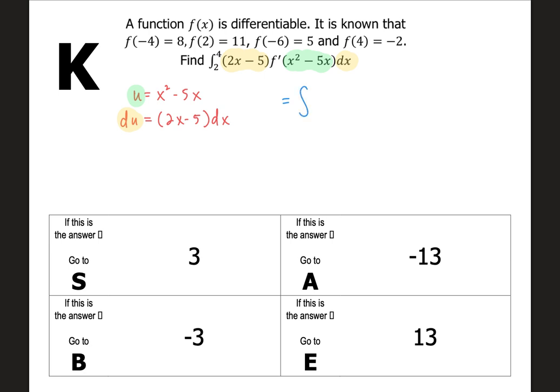Okay, so when we do that, this becomes just f of u times du, or f prime of u times du. And then since this is a definite integral, since it has limits, we'll plug the limits into here. Plug in 4, you get 3. Plug in 2, you get -1.